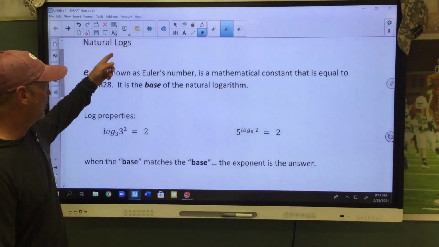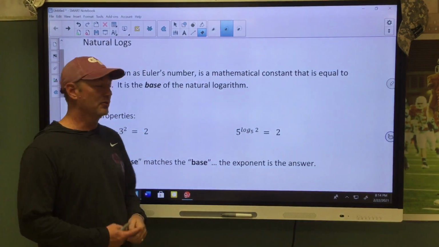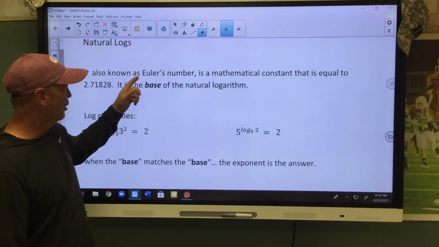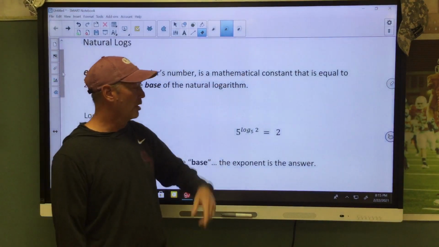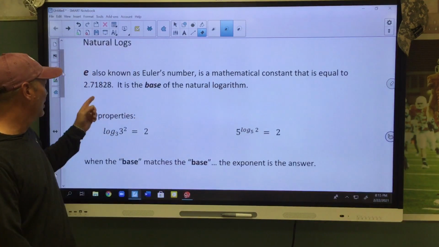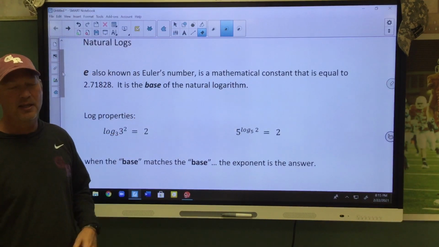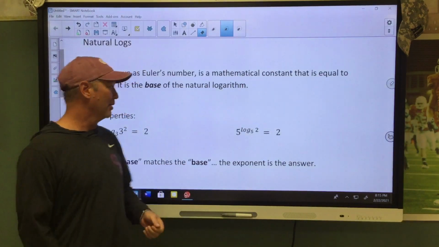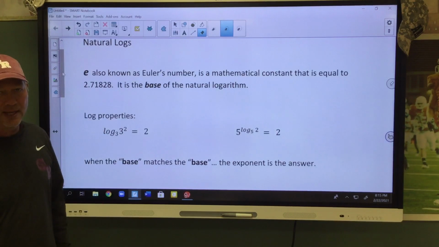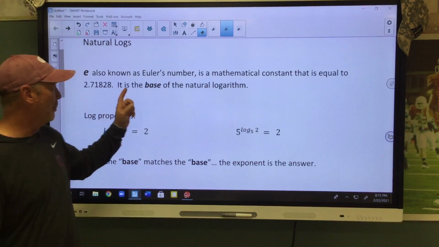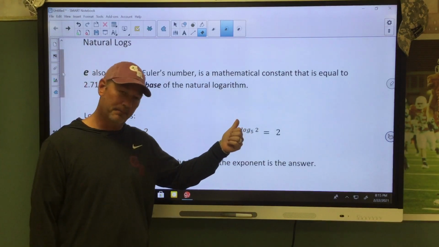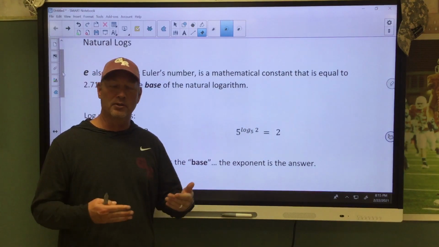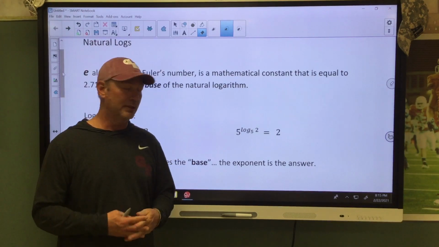But when we're talking about natural logs, you cannot talk about natural logs without bringing up the letter E. It's also known as Euler's number, which is a mathematical constant that is equal to 2.71828. Like pi, you know, pi is 3.14. E is going to be 2.71828. It is also the base of a natural log. Now, that may not mean a whole lot to you, but right now I'm just going to show you how to solve some equations, and we're going to review some properties.